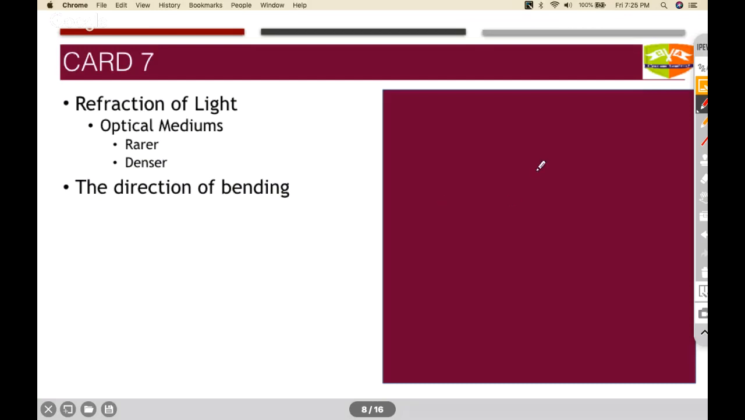So let me draw a diagram for you and explain over here. Suppose this is medium 1 and this is medium 2. A light is coming like this. Now this is the angle of incidence, and suppose it is getting refracted like this. Suppose this is the angle of refraction.